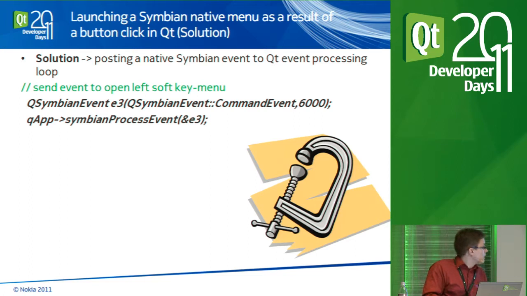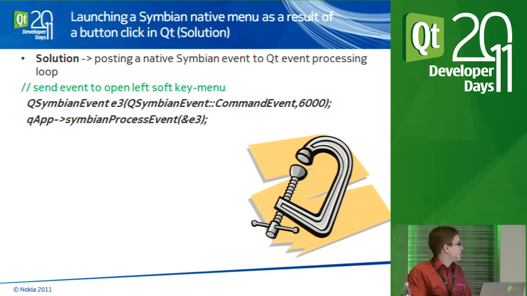And then there was this problem with one team that they needed to launch the native Symbian menu. They did try pretty many things with Qt code, but nothing works except sending this event to the event loop. Well, this is pretty easy, but if you don't know how to do it, it's pretty difficult to open the native Symbian menu. Just send that event and it will pop up.